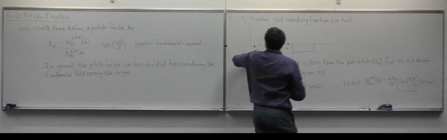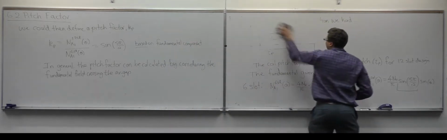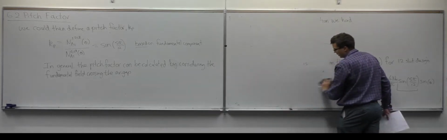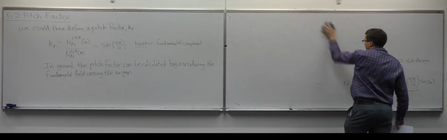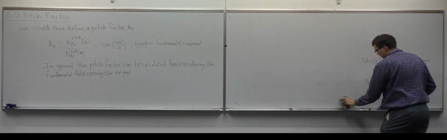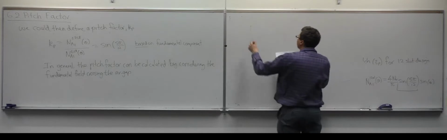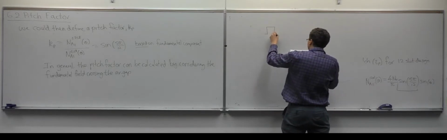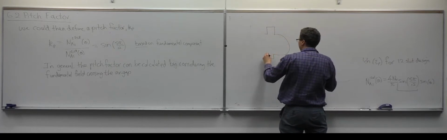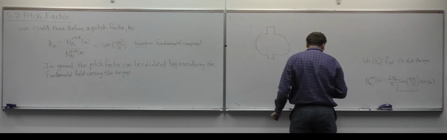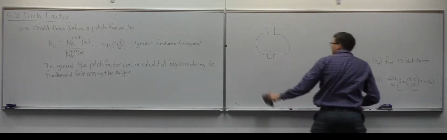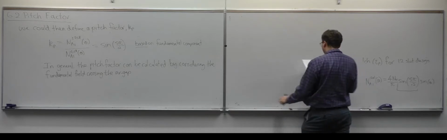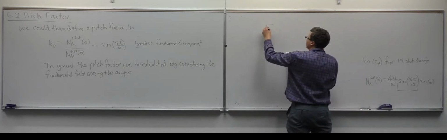So if we just consider a two-pole machine with just a couple of windings. So if we look at that, it doesn't look like a circle. Looks like a pumpkin. Let's try again.